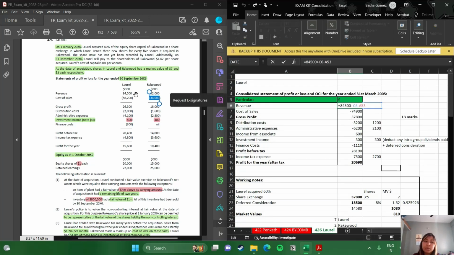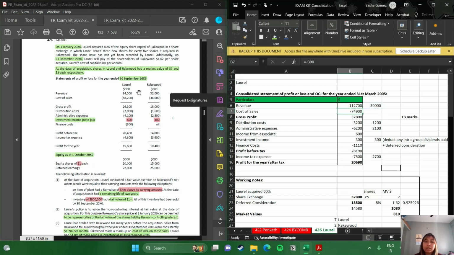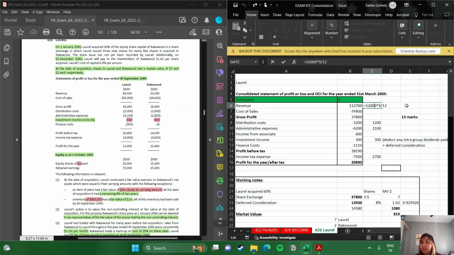This is the amount that will be plugged into your statement of profit or loss. So your revenue, 84,500 plus the time apportioned amount, that is 52,000 into 9 divided by 12. So that plus that, and then you minus your intra-group purchases also from revenue. Then your cost of sales you already calculated, you plug in that amount, and you get your gross profit.